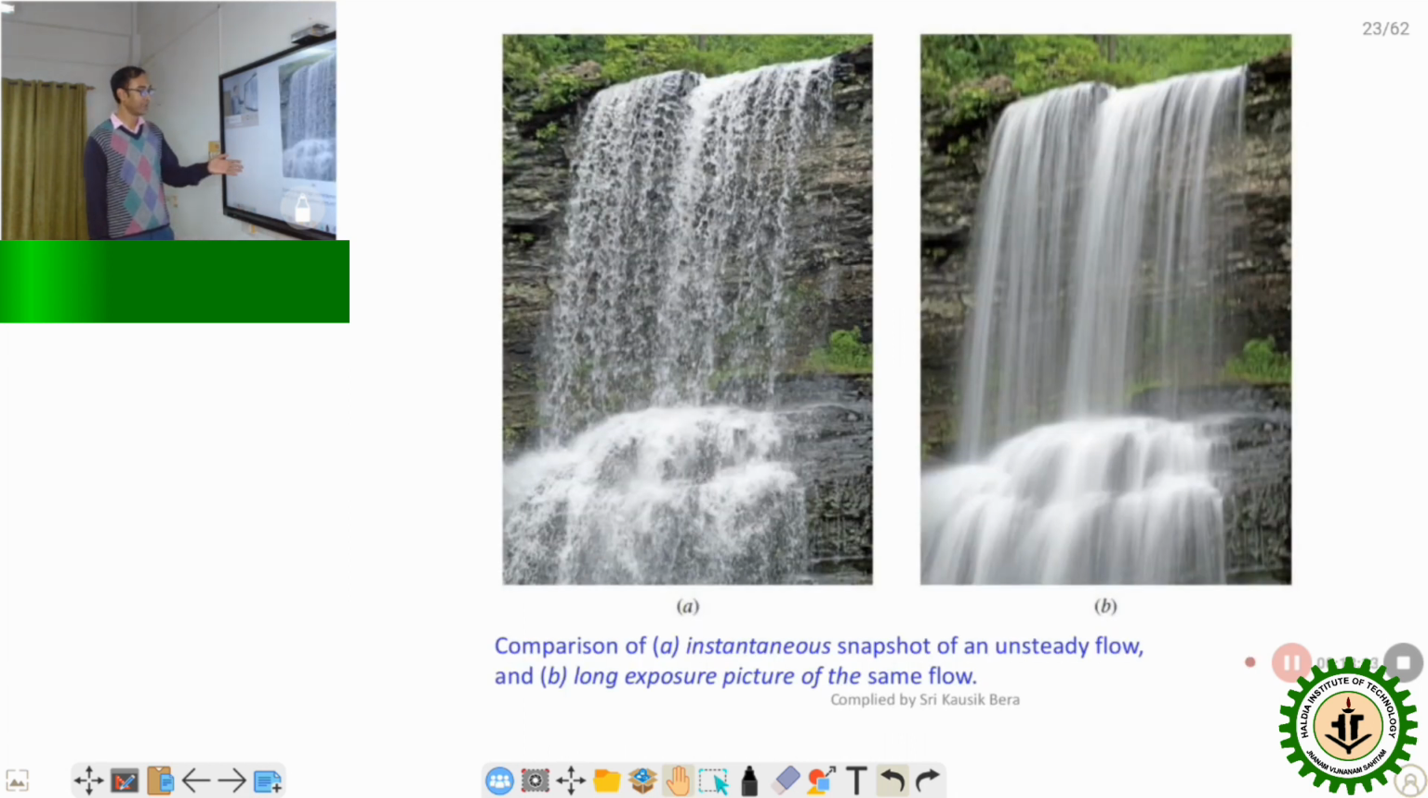So these are the unsteady flow examples. This is an unsteady flow. This is a long exposure picture of the same unsteady flow. These are the examples.